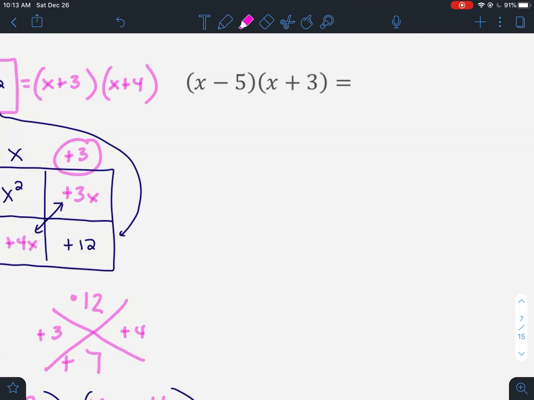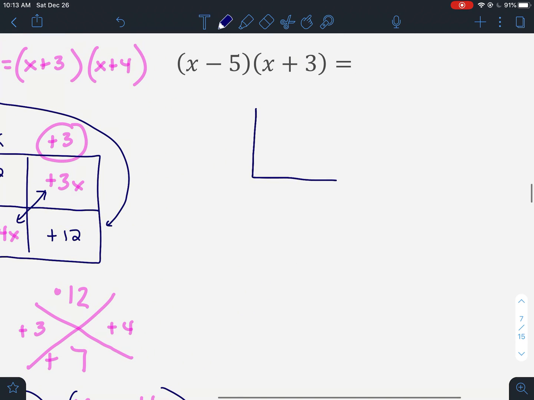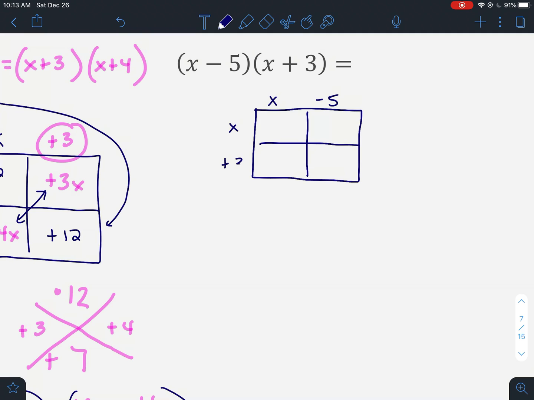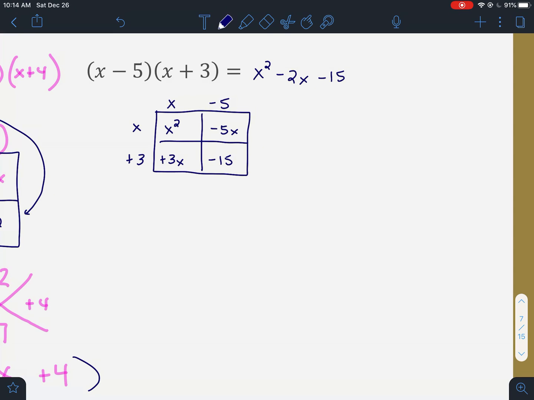All right, let's look at that second example, x minus 5 times x plus 3. If I were to multiply this out, we could multiply it out with the box. We have x minus 5 times x plus 3. So we would get x squared minus 5x plus 3x and minus 15. If you combine like terms, you get x squared minus 2x minus 15.